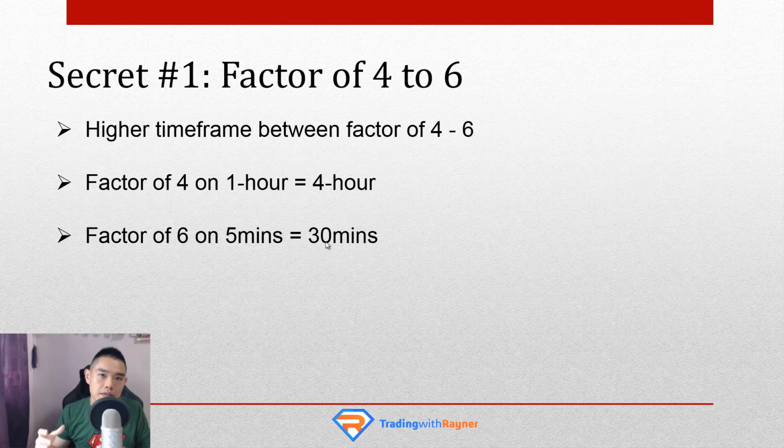And the 30 minutes time frame is your higher time frame. Okay, so this is a very useful technique to use to define what is your higher time frame. So let me give you another quick one.